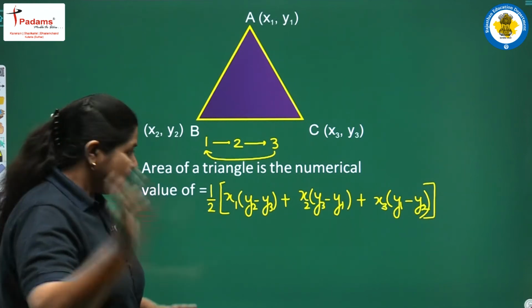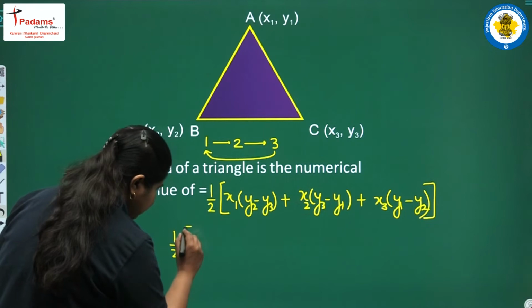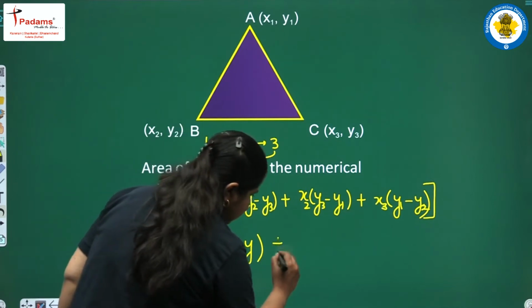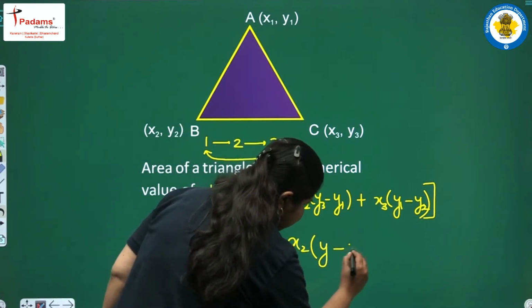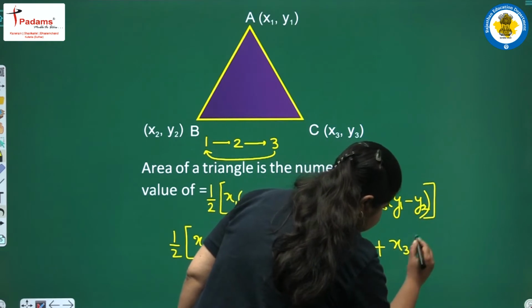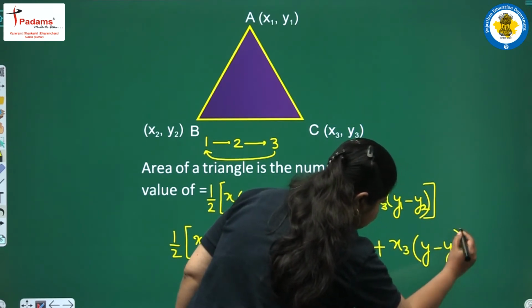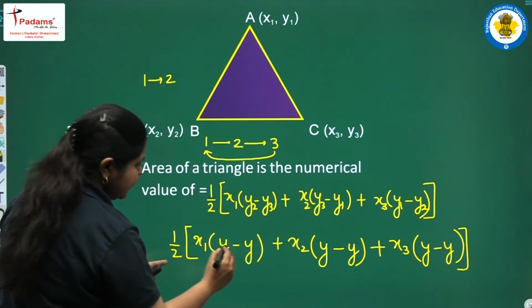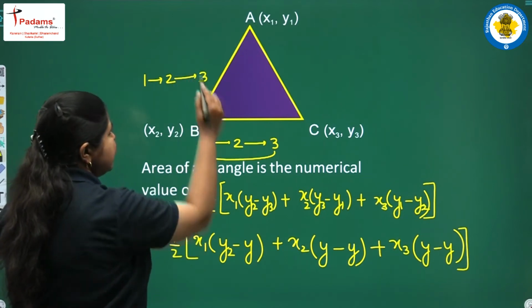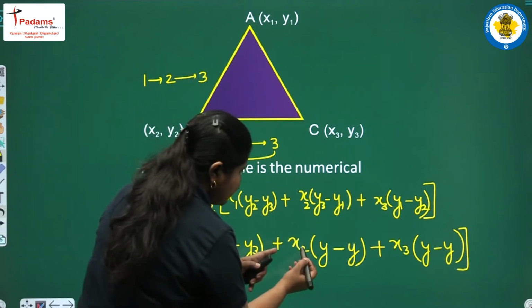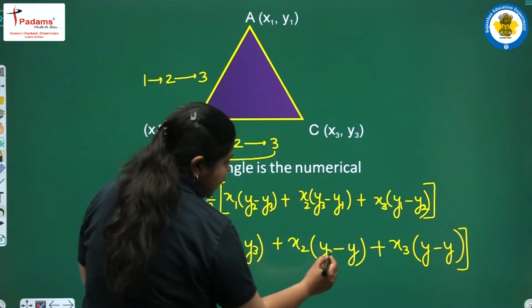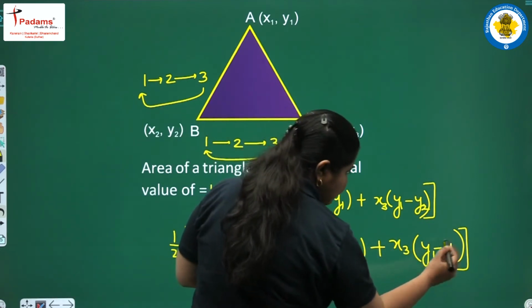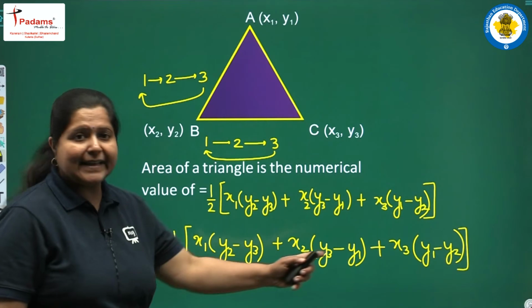Let us write it once again just for your understanding. It will be half, then x1 into y minus y I write here, plus x2 into y minus y plus x3 into y minus y. Okay. After 1 what number will come? After 1 will come 2. So here we have 2. After 2 we will have 3. So we write here 3. Here again we have 2. So after 2 we have 3. After 3 again we have 1. So we write here 1. After 3, 1, and after 1 we have 2. In this way we get this expression.